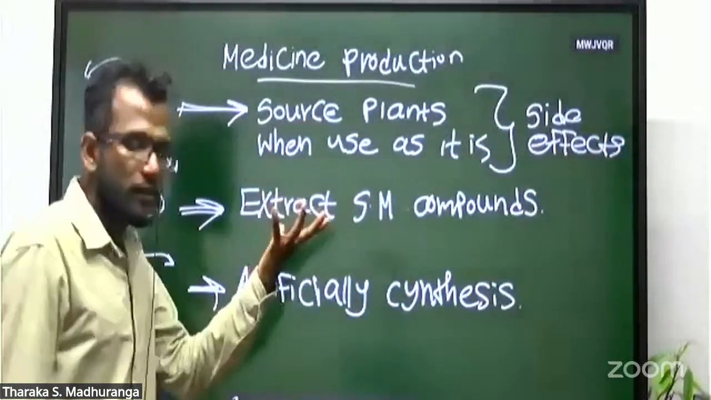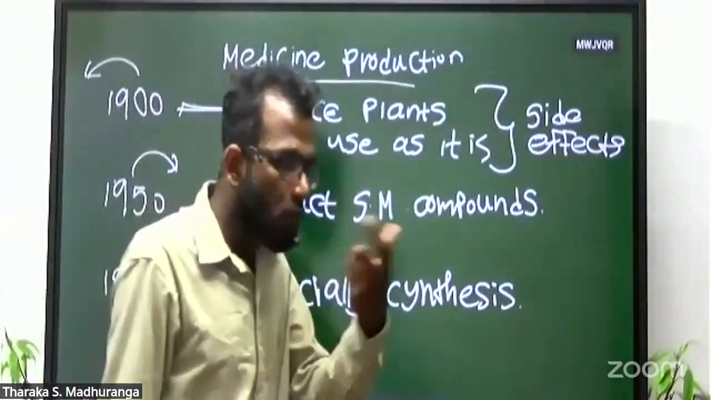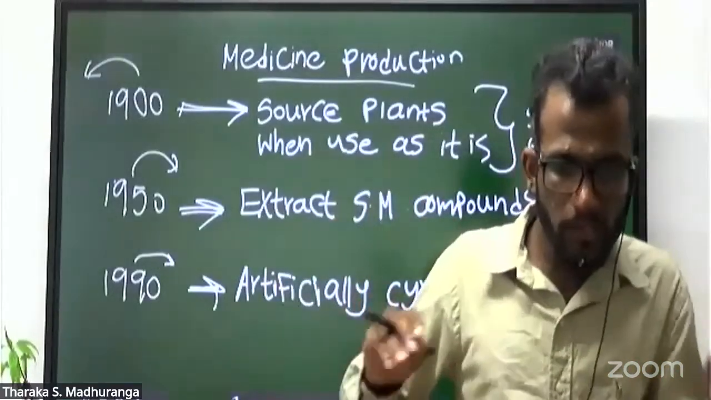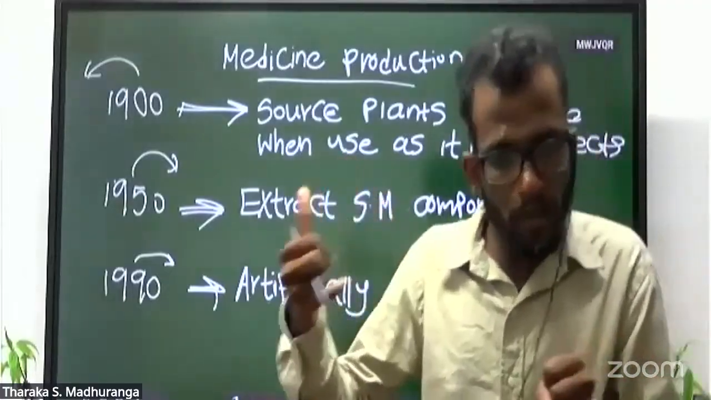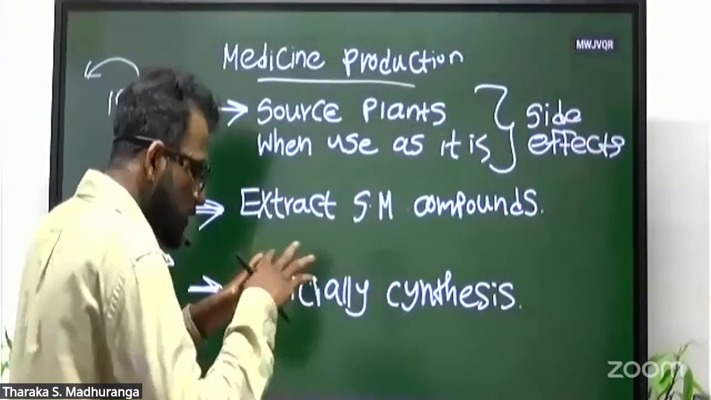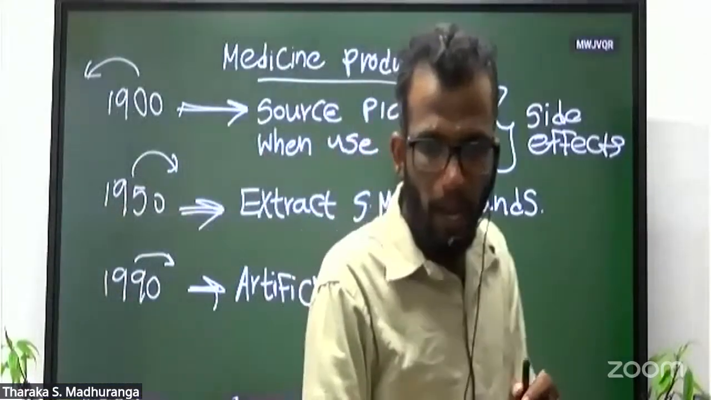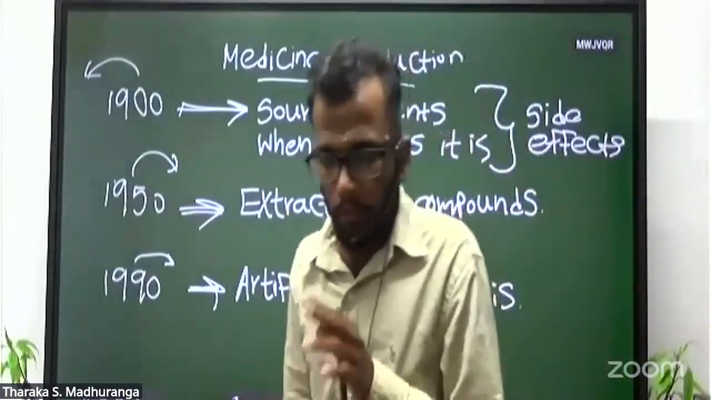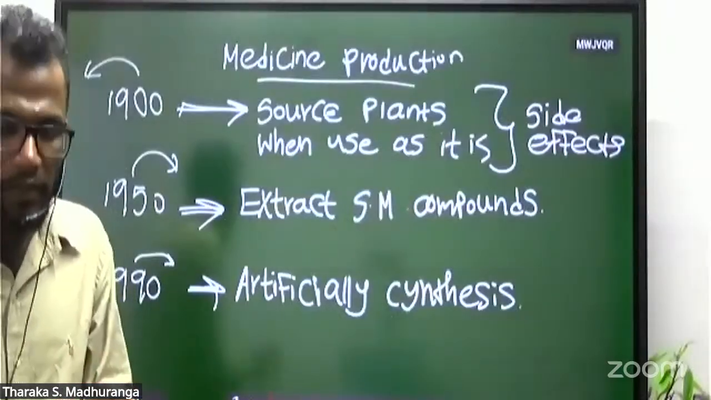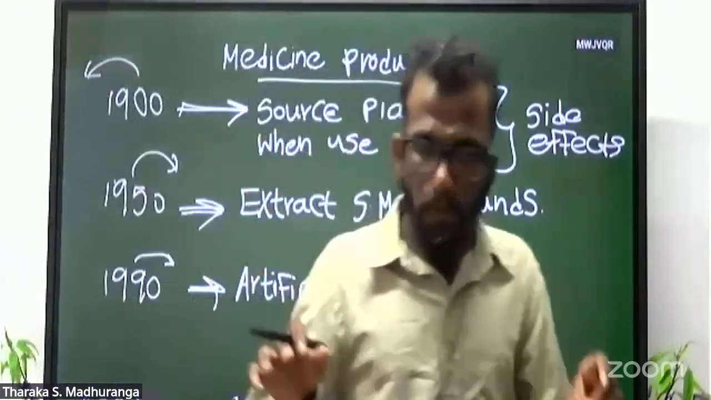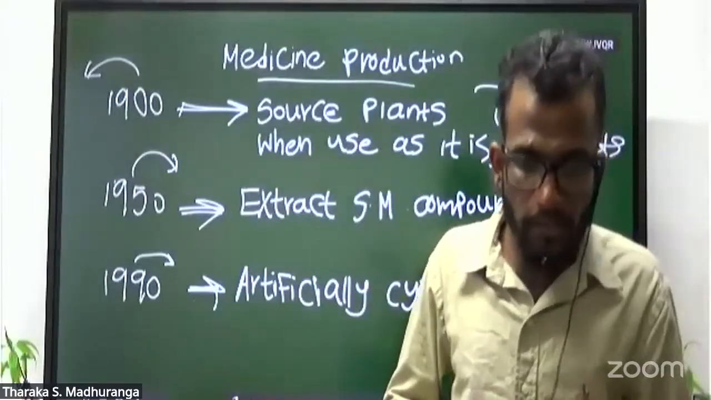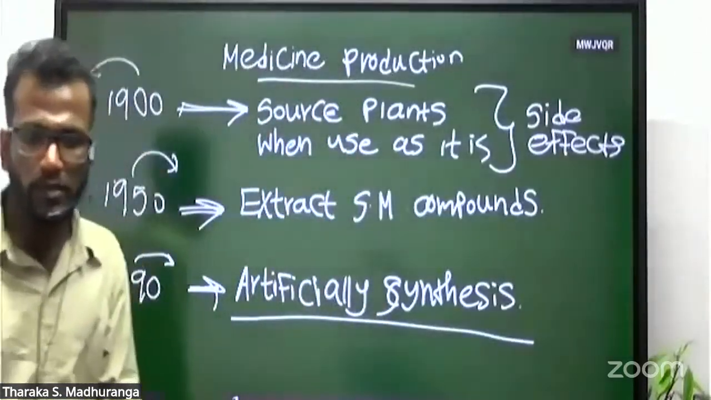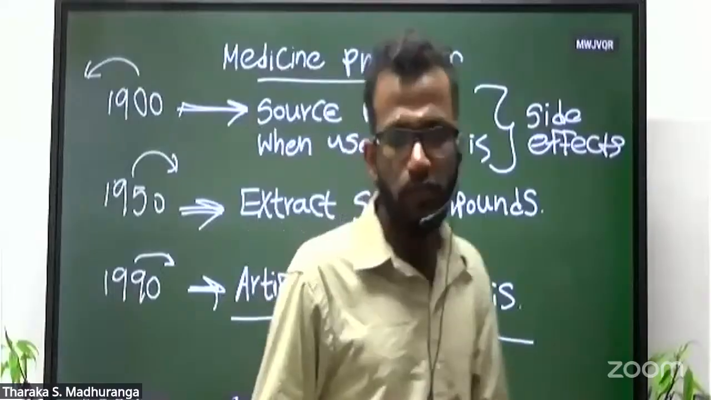The secondary metabolite compounds were already extracted from the plant material. We observe the chemical structure or molecular structure of the secondary metabolites, and produce these secondary metabolites artificially. Nowadays at present we produce medicine in this way, by the artificial synthesis method. That's the method by which we produce medicine nowadays.